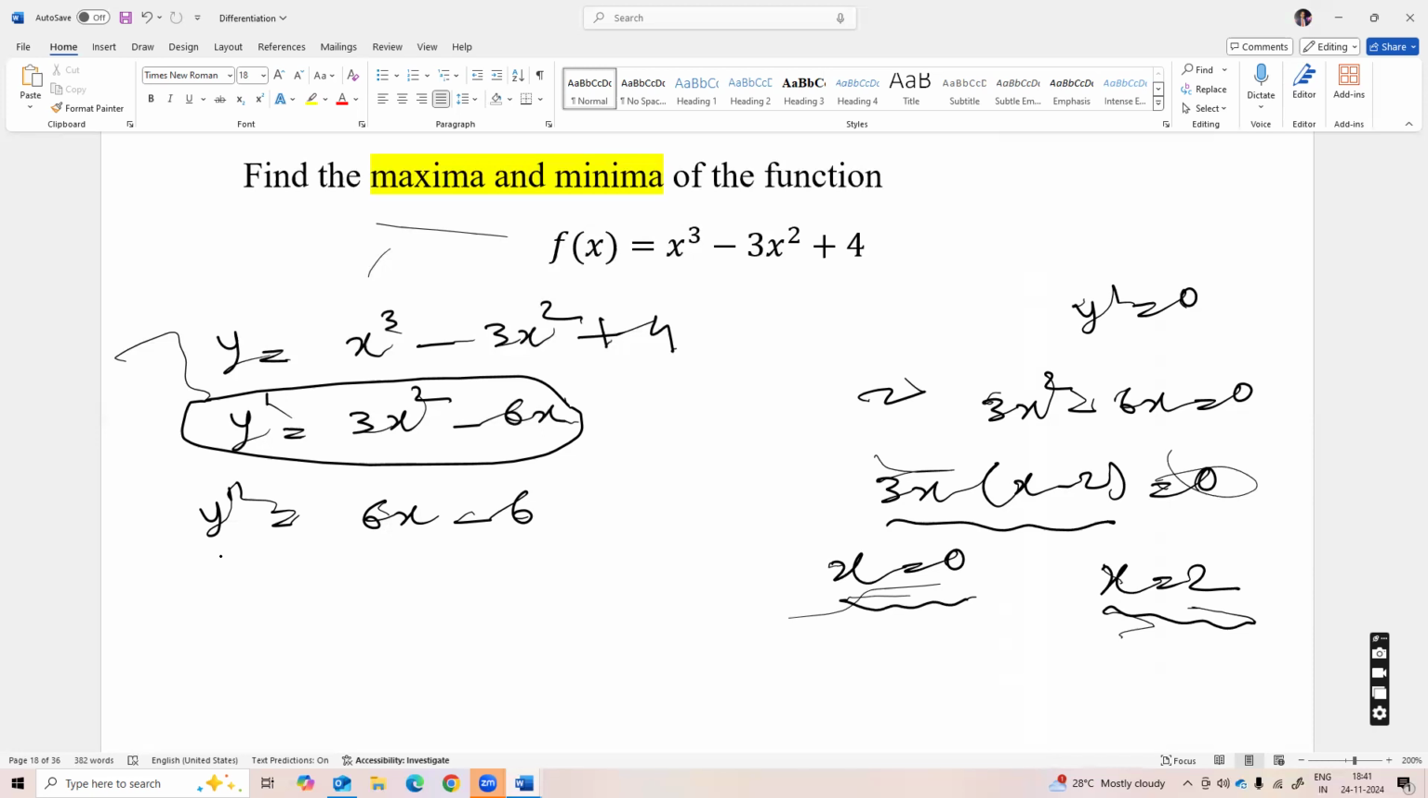To find that out, we will substitute the value of x into y double dash. So for x equal to 0, y double dash will be equal to 6 into 0 minus 6, that is minus 6. Since y double dash is negative, this x equal to 0 is a point of maxima.